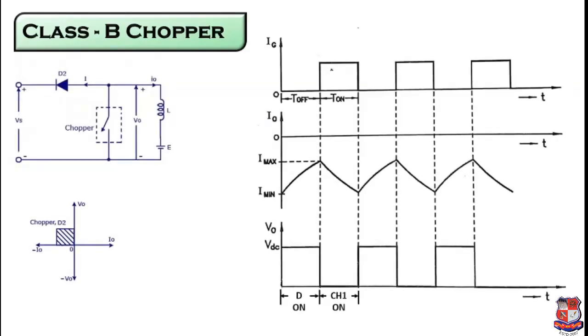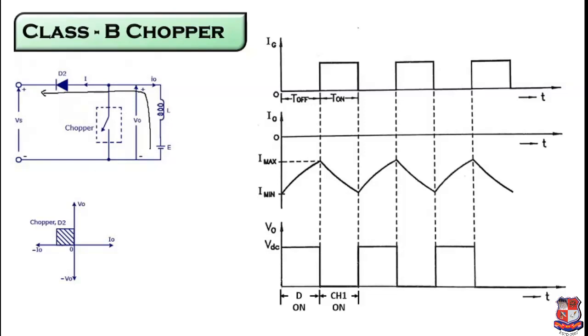Next is the class B chopper. The class B chopper is a second quadrant operation. You can see now that the direction of the diode is reversed. Now the chopper switch is kept over here, and you have a back EMF and an inductor. Initially, when the switch is off, this direction will be the flow of current.